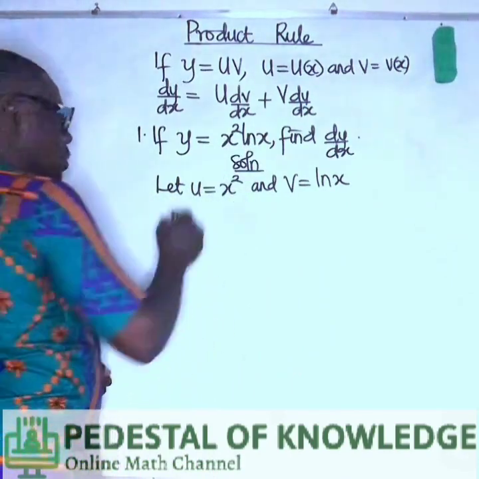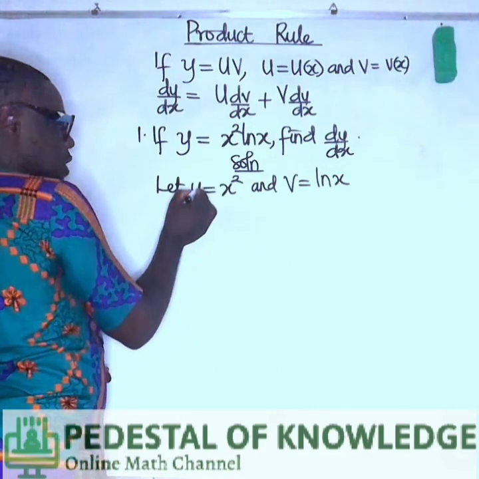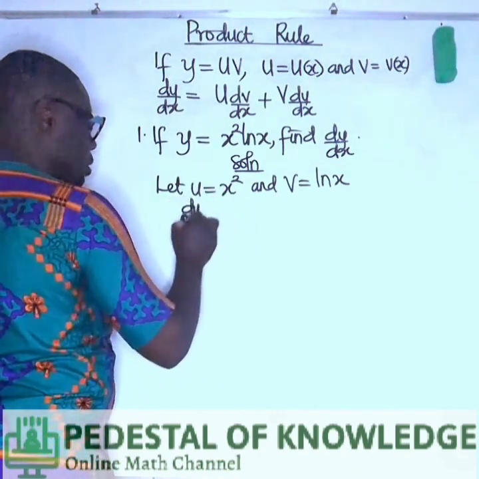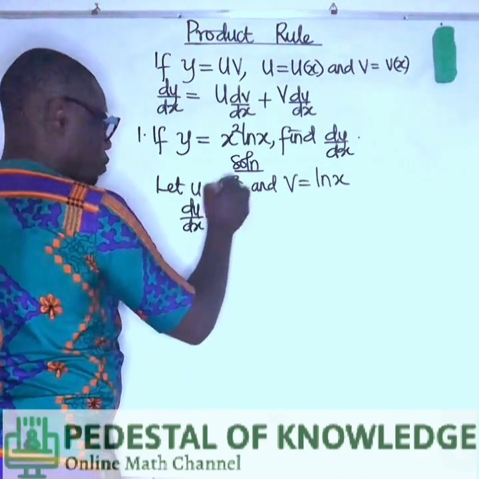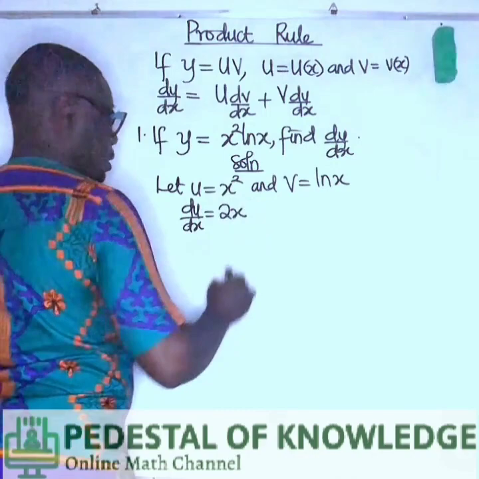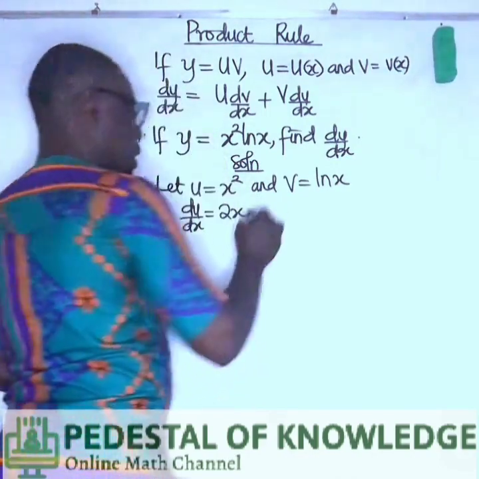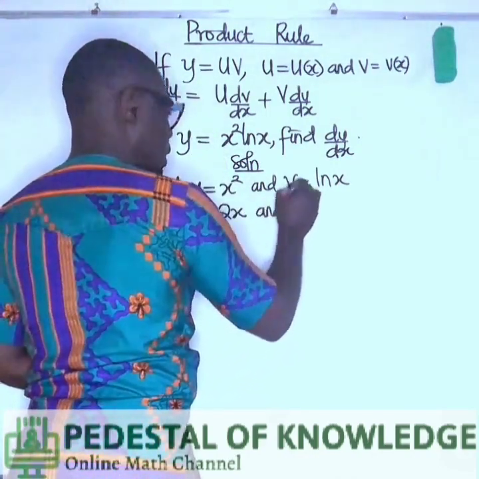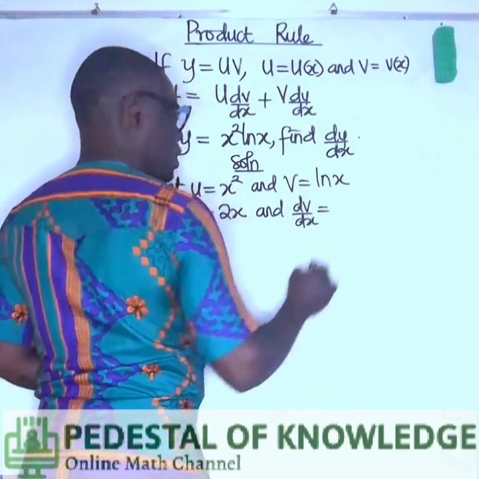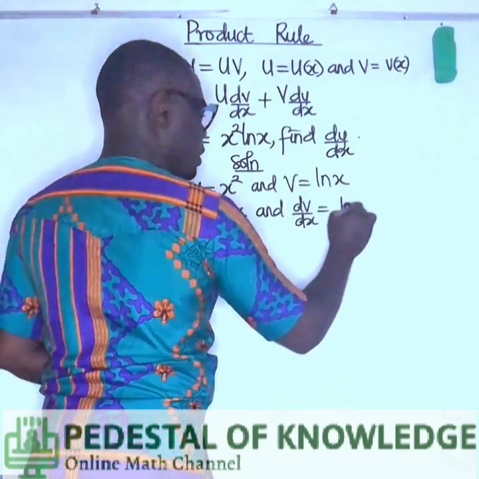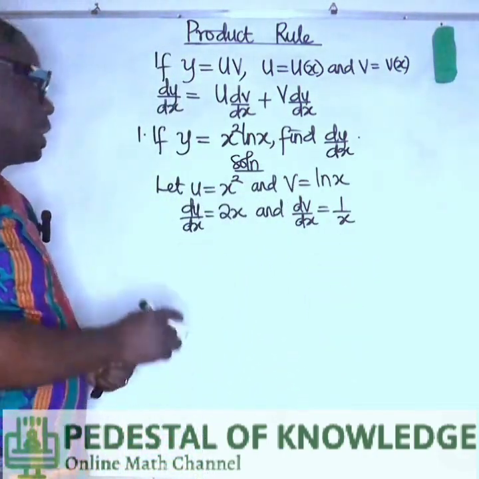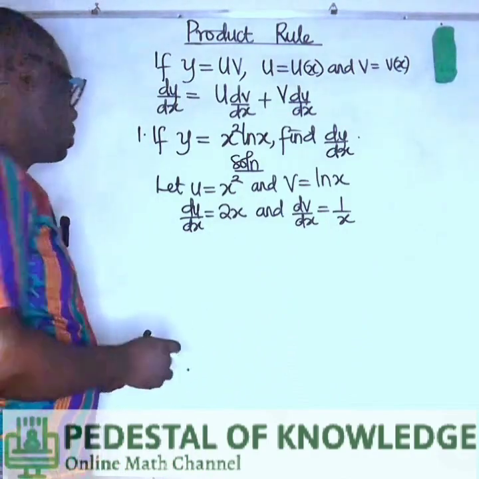All right. So now let us find the differential coefficient of u with respect to x. So du/dx is equal to, of course, we know that the du/dx of this function is 2x, as I said in our previous lecture. And here, dv/dx is equal to 1 over x. The differential coefficient of ln x is equal to 1 over x. I said all these things in our previous lecture.